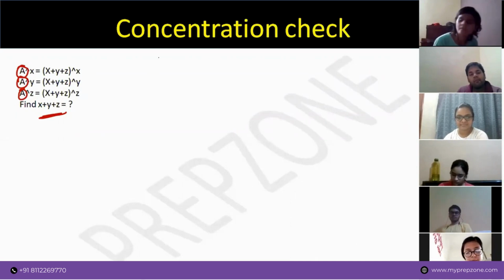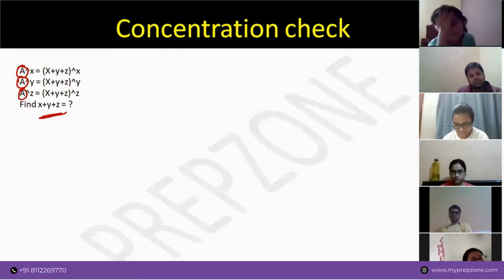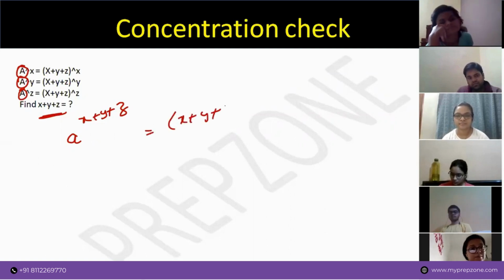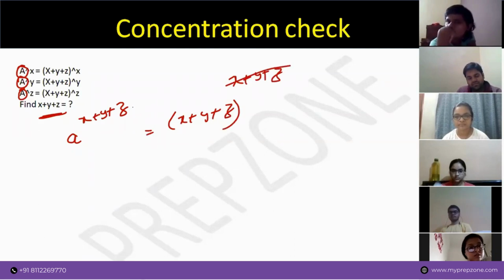Okay, let me give you a hint. Let's try to multiply all the 3 equations. Just if you multiply all the 3 equations, what will happen? This is a to the power x into a to the power y into a to the power z. Now a to the power x into a to the power y into a to the power z is what? A to the power x plus y plus z. Again, in the right hand side, if you multiply it, you have the same base and the powers will be added, x plus y plus z. You cancel the base and you can say x plus y plus z is equals to a.